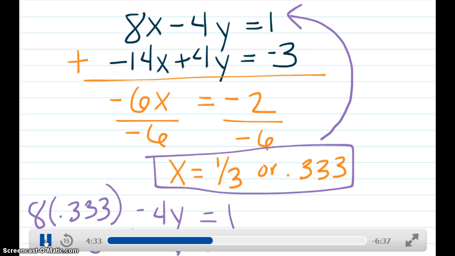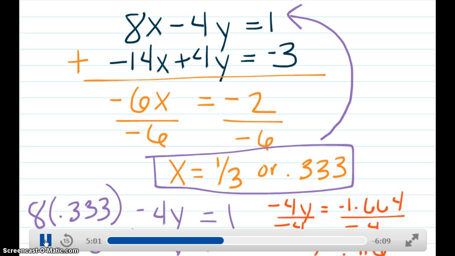Now I'm going to subtract that 2.664. So 1 minus 2.664 is going to be negative 4y equals negative 1.664. Divided by negative 4, y is going to equal 0.416. So sometimes these numbers are not going to be as nice.